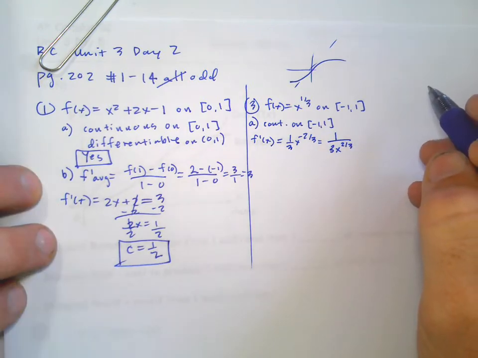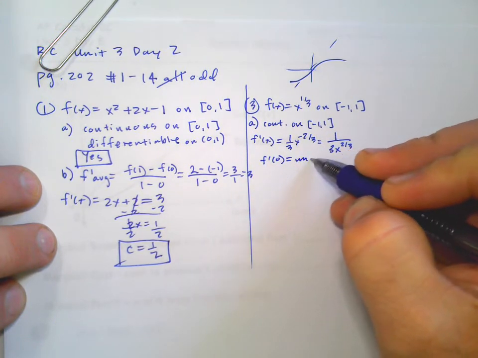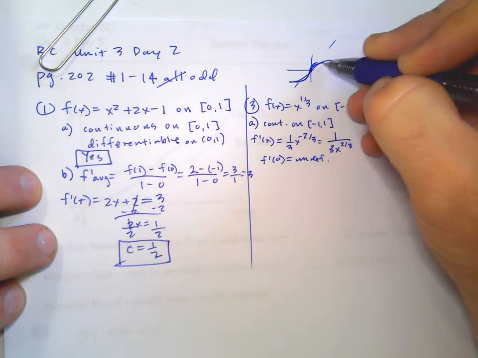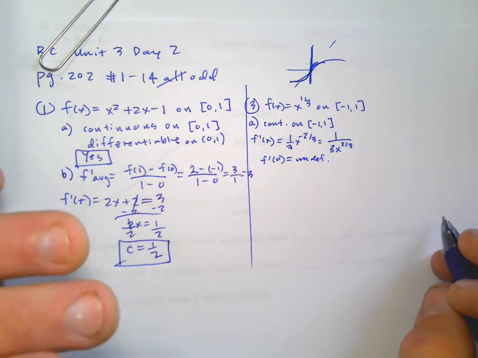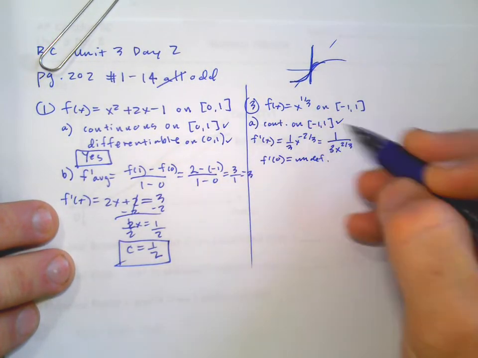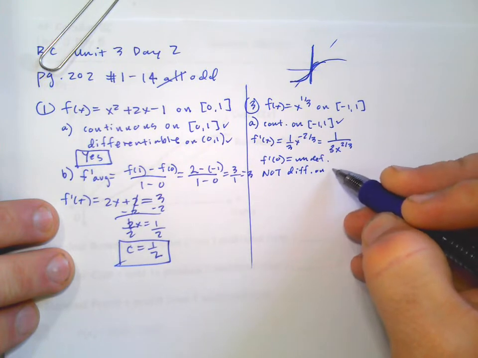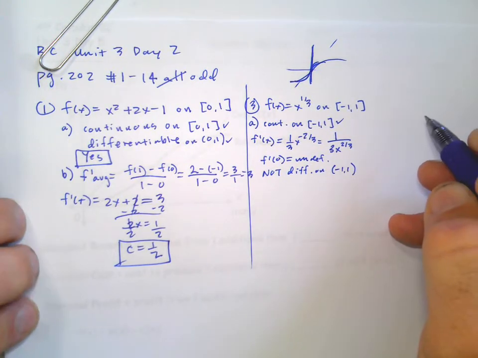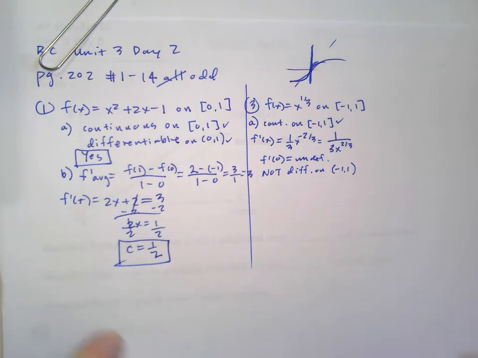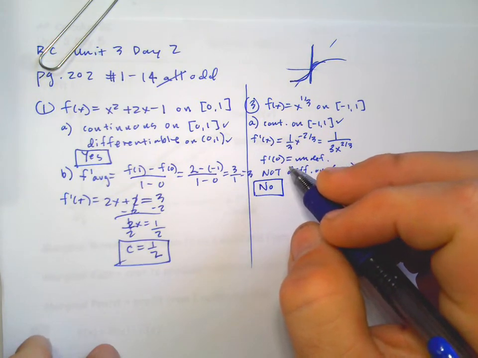And we have a problem. When x equals 0, f prime of 0 is undefined. It actually is infinitely steep, so you get a vertical tangent right there. So that's a problem in general. So it is continuous on the closed interval, but it is not differentiable on the open interval. So we can't technically use that. So we're going to say the answer is no for part A, which means we don't do part B. Okay.